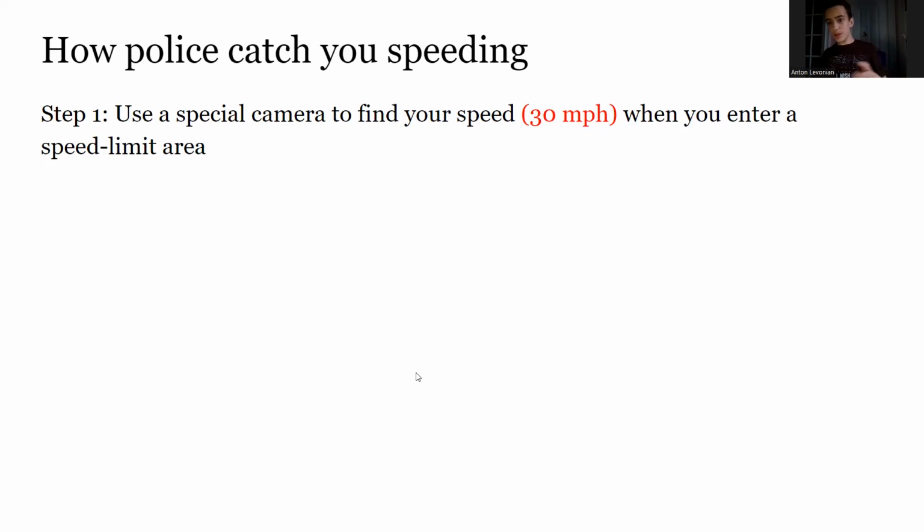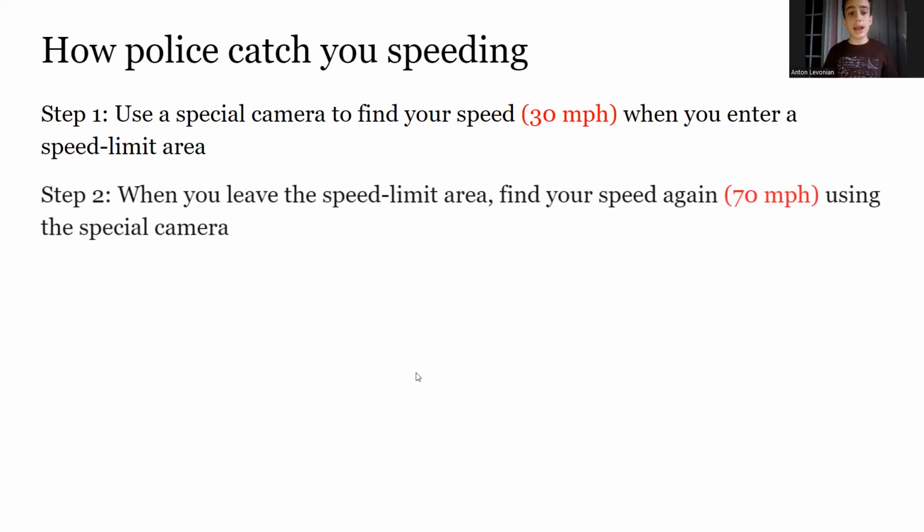So the police typically have a special camera, and they can use it to find your speed. So they can photograph your car, and they use some sort of artificial intelligence to figure out your speed when you enter a speed limit area, suppose it was 30 miles per hour. And then when you leave the speed limit area, they again take the photo of your car with their special camera, and they find that your speed was 70 miles per hour, for example.